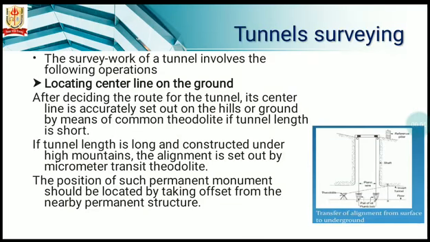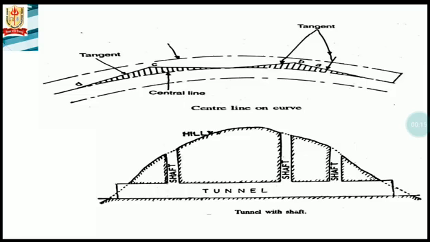Tunneling involves the following operations. First is locating the center line on the ground. After deciding the route for the tunnel, its center line is accurately set out on the hills or ground by means of a common theodolite on a calm and clear day when the length of the tunnel is short. If the tunnel is long and constructed under high mountains, the alignment is set out by triangulation, preferably with the help of a micrometer transit theodolite. The alignment is then finally set out by permanent monuments of stone or concrete.